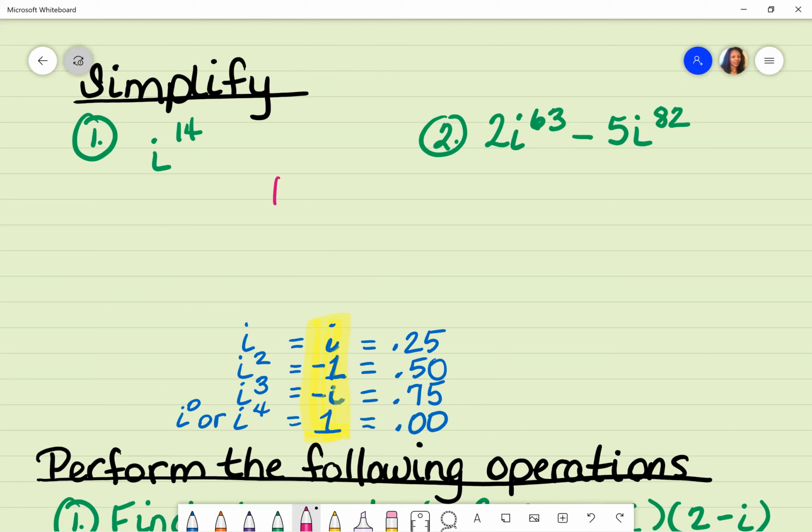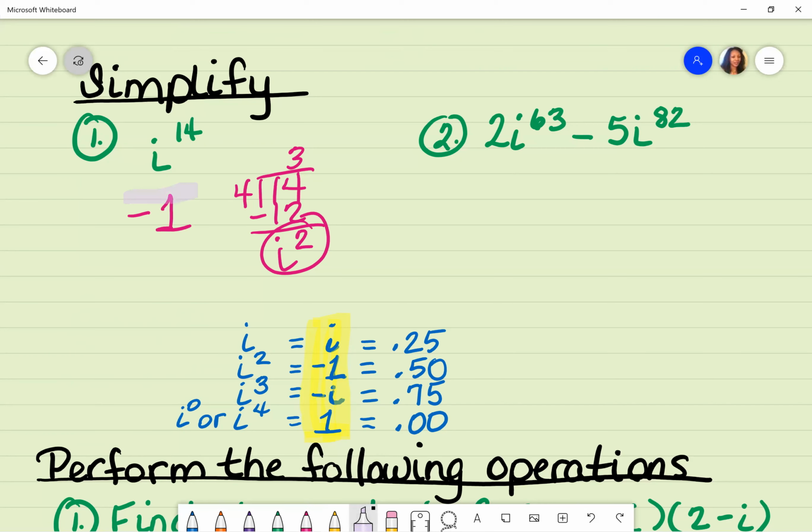So let's try that. 14 divided by 4 is 3. What's left over is what I'm focused on, which is my remainder. And I'm just going to put an i in front of it and look at my chart, and I see that i squared really is -1. So therefore, my answer for i to the 14th correlates to i squared, which is -1.